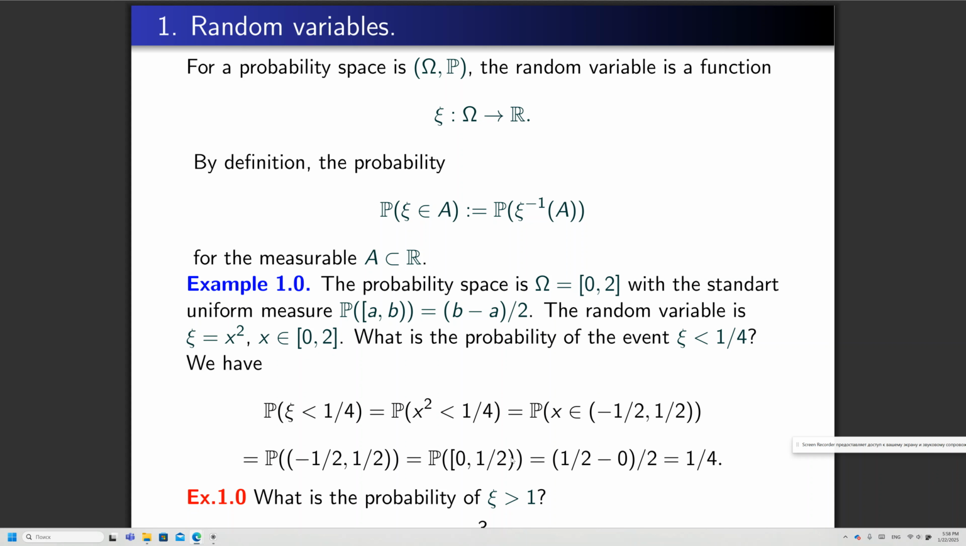This probability is equal to the probability of the interval from 0 to 1 over 2, because the negative part of this interval does not belong to our probability space. So the probability of the negative part is equal to 0. That's why we have only 1 half of this interval. And this probability, by definition, is equal to 1 over 4. The question to you: what is the probability of this event, xi greater than 1?